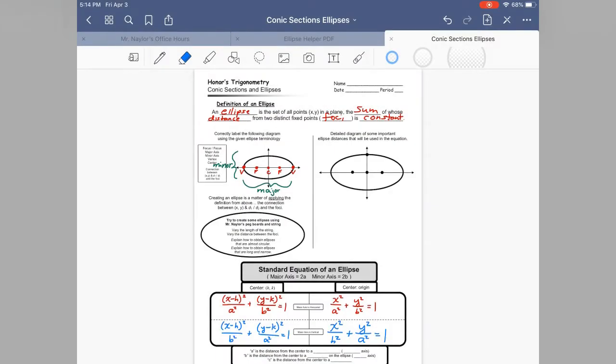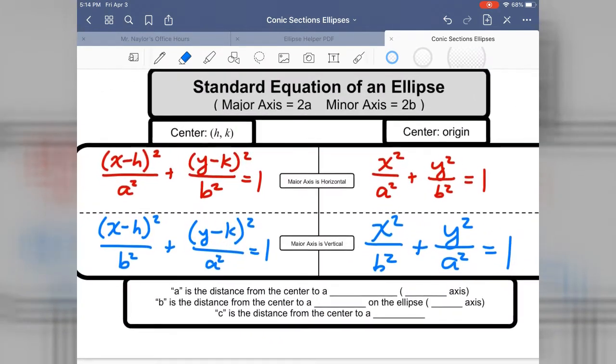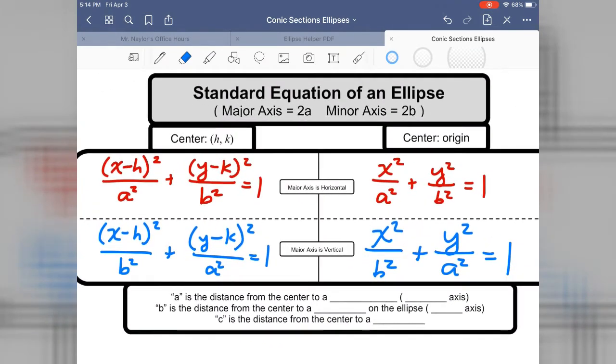We're now ready to look at our second conic section, the ellipse. And I hope you took a little bit of time to preview and fill out some of the information on the front of this paper. Working backwards, you may have filled out these formulas already. We will make sense of all the letters.